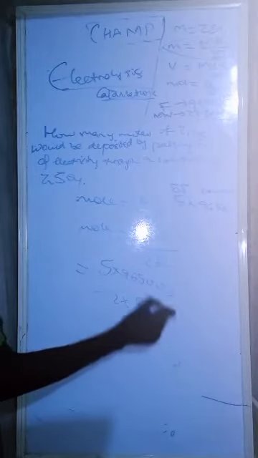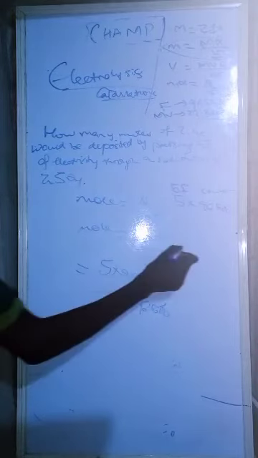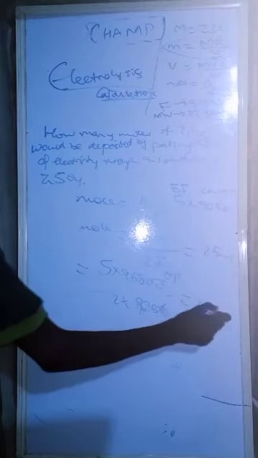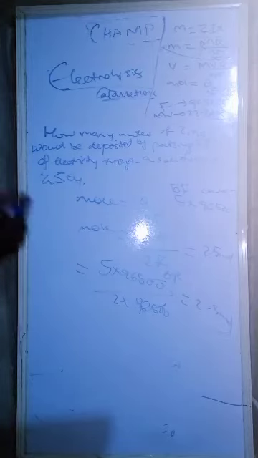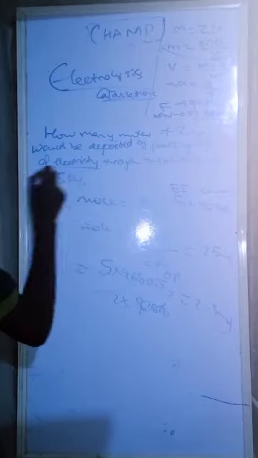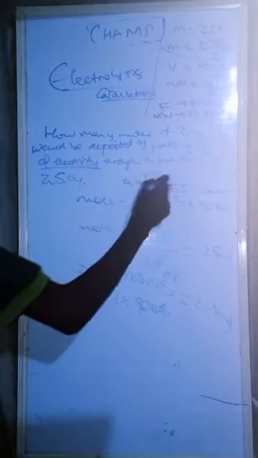Over 2 times what's F? 96,500. So it's just the same thing. So this will cancel this. So you are left with what? 5 over 2, 2.5 moles. So yes, the question seems a bit technical, but just know how to identify your parameters. 5 Faraday of electricity. This is the quantity of electricity. That's the Q. 5 Faraday coulombs. Yeah. So that's just that about that question.